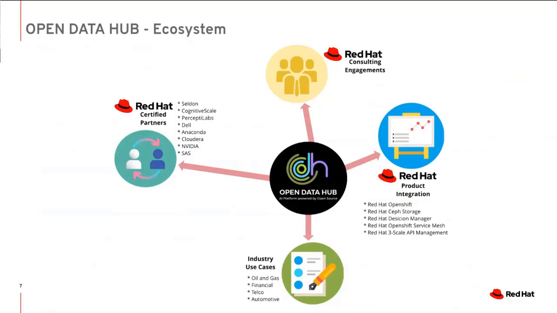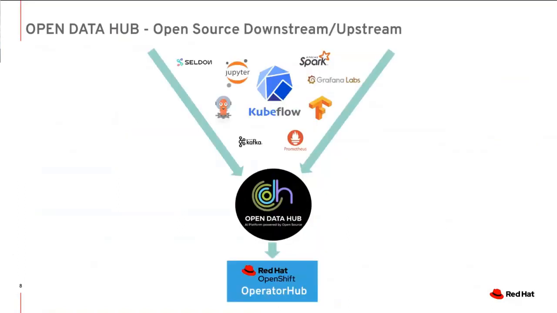So this is a few of the components that are in Open Data Hub in this nice graphic. We focused on Jupyter notebooks for the development environment, object storage provided by Ceph, Apache Spark for data engineering, Seldon for model serving, Argo workflows as the core pipeline technology that we've used in the past, Prometheus, Grafana, TensorFlow, and Kafka.